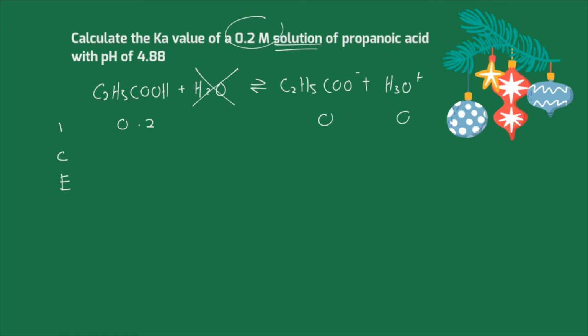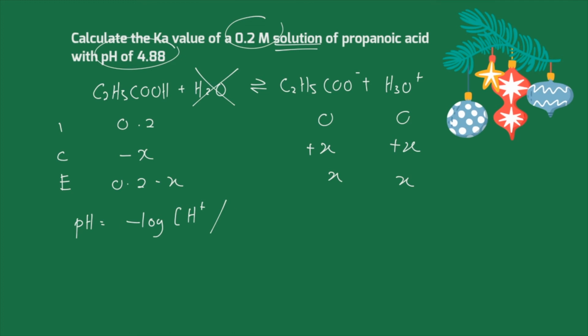So because this is not a strong acid, we don't really know how much it dissociates, so we are going to put X there. So your E will be 0.2 minus X, and X, and X. This is what happened at the equilibrium. So given to you also is the pH. So pH is actually equivalent to negative log H plus, or negative log H3O plus, right?